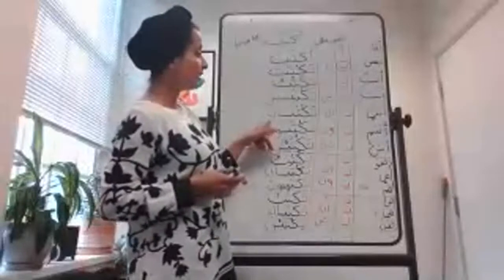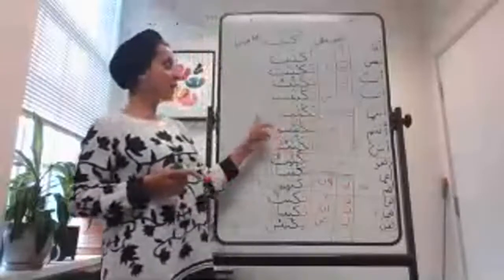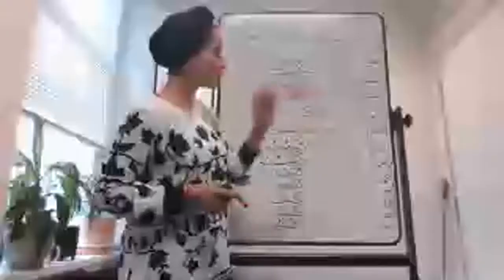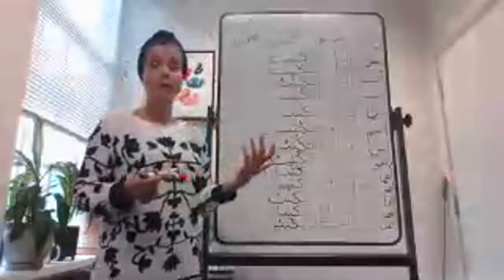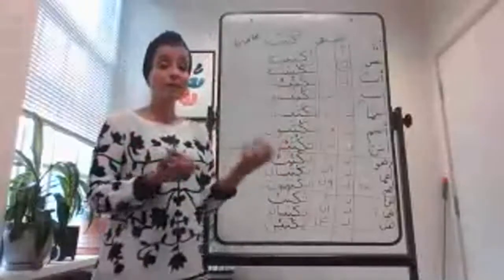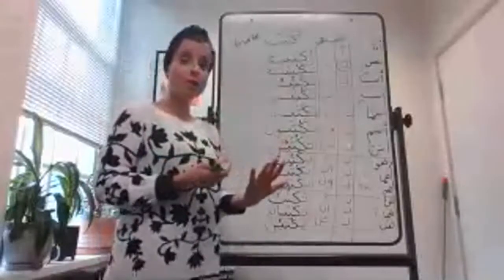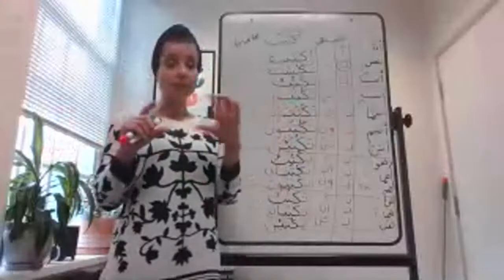Yeah, I'm sorry. أنتما تكتبان. أنتما تكتبان. You are two males writing, or you are two females writing. How do I know? How do I differentiate if the verb refers to male or female? It's from the context, from the sentence.